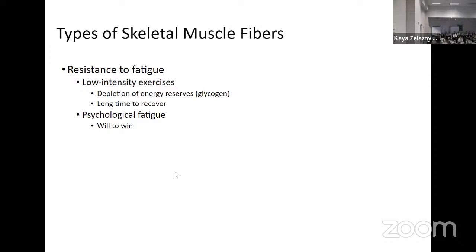Now, other factors that influence resistance to fatigue are sometimes just mental as well, right? Your psychology does make a difference. What you're willing to push through, your will to win, does have an influence on how fast you get tired too. It's not just cells, it's both and.